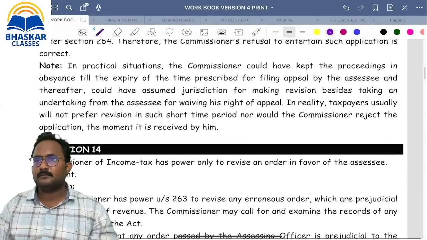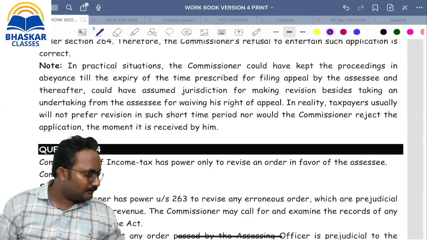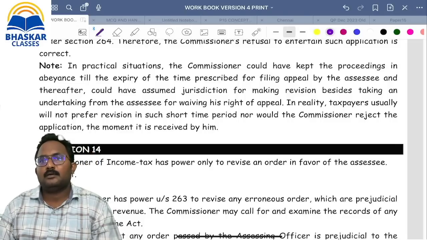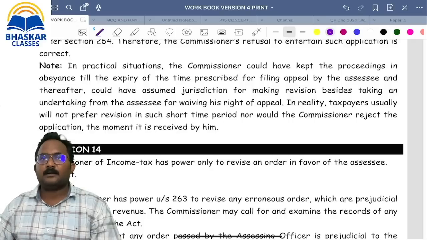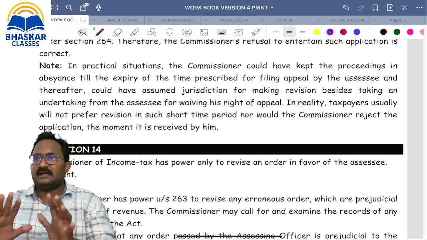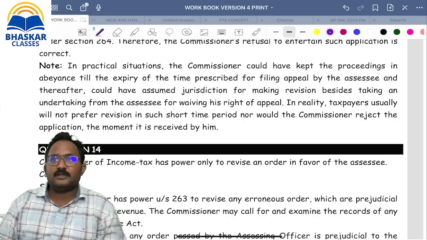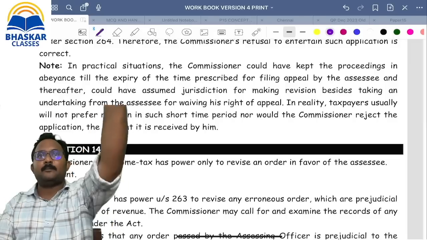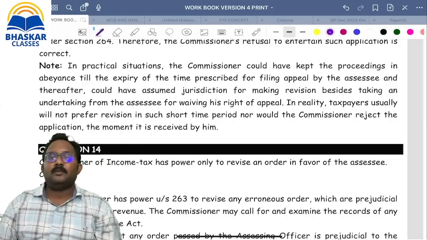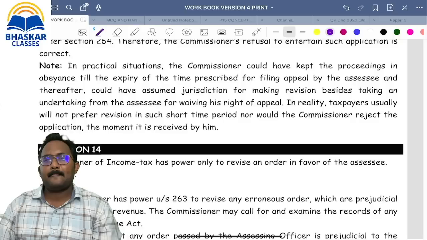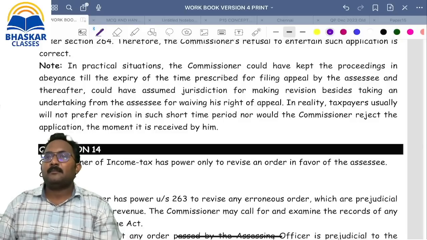I have certain doubts, sir. Can you resolve my doubts? I will ask a series of questions. Try to answer now. What is the 263 order? Revision of an order in favor of the department. If the revision is done under section 263, the assessee can go for an appeal, with whom? ITAT. Because the CIT is doing the revision in favor of the department. Within how many days can we pass the 263 order? Two years from the end of the financial year in which that order of the AO was passed.